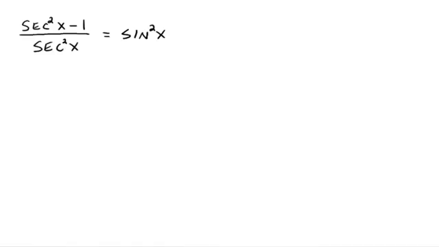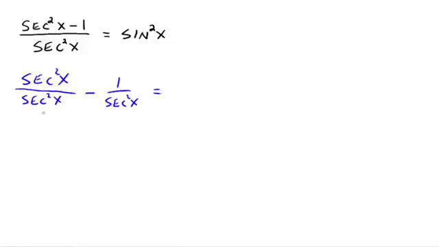All right, here's the second one. All right, so on this one, the more complicated side would be the left side, right? So we're going to see if we can turn this left side into sine squared x. All right, there's several ways we could go about it, but one thing I want you to see is that everybody agree we could rewrite this as two fractions subtracted together, right? We could rewrite this as secant squared x over secant squared x minus 1 over secant squared x.